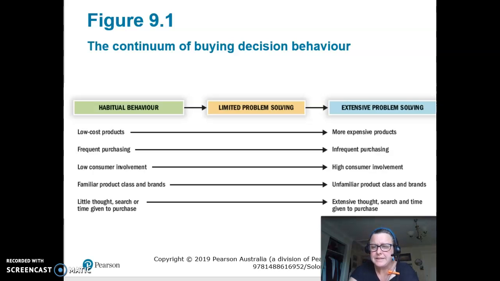Now, extensive problem solving has more expensive products, it's less frequent, higher consumer involvement, it's unfamiliar, and you go through a really extensive thought, like information search, and a longer process to make the purchase. So it's important to think about, when you're thinking about your consumers' purchase decision, you need to understand where your product sits on this continuum for your consumers.